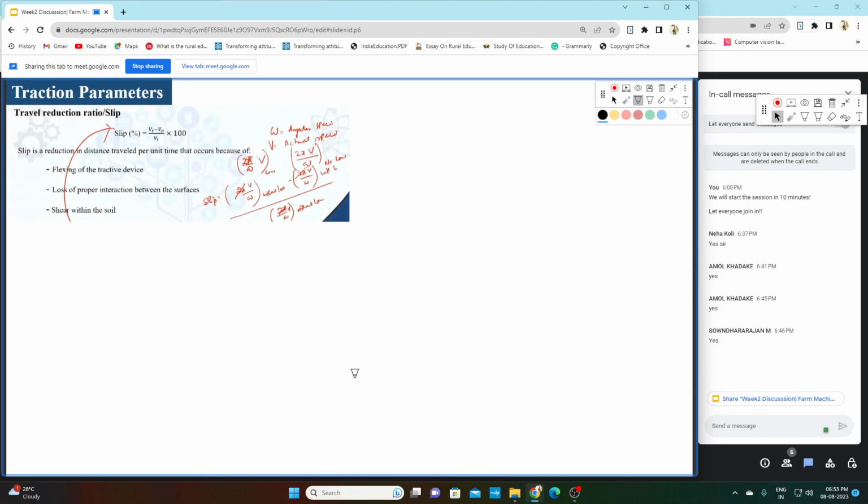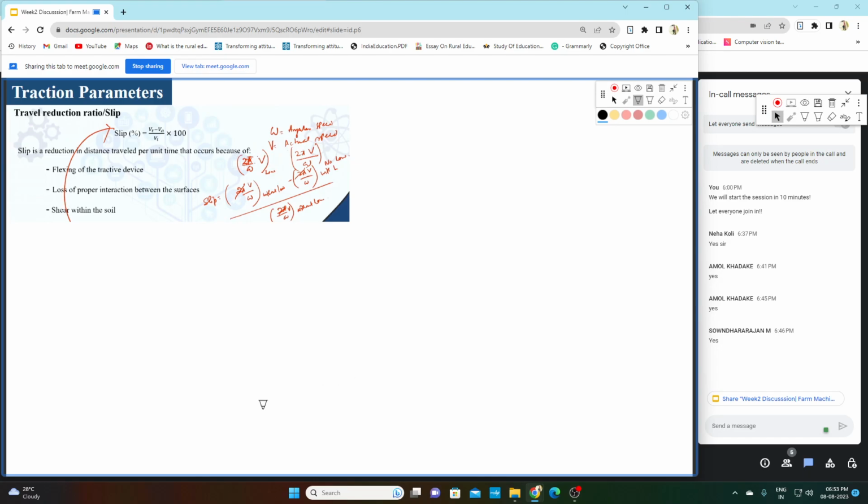The first traction parameter is travel reduction ratio, or very commonly we call it slip. Slip of the wheel. You must have heard people telling, my wheel slipped. So what is this slip? Slip is nothing but reduction in distance traveled per unit time. What is distance traveled per unit time? That is speed. So slip is nothing but reduction in speed. Reduction in speed is known as slip.